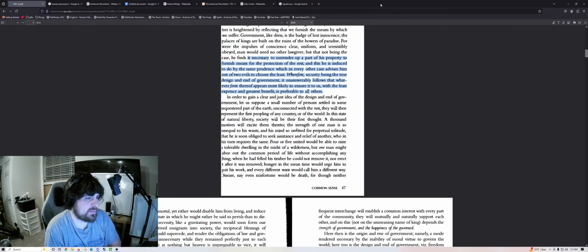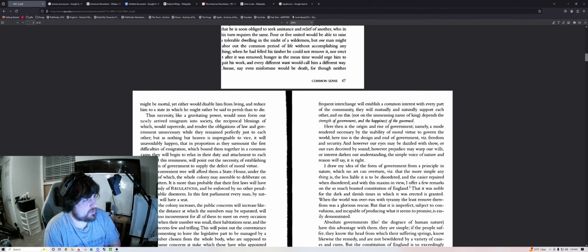Four or five united would be able to raise a tolerable dwelling in the midst of the wilderness, but one man might labor out of the common period of life without accomplishing anything. When he felled his timber, he could not remove it, nor erect it after it was removed. Hunger, in the meantime, would urge him to quit his work, and every different want would call him a different way. Disease, nay, even misfortune, would be death, for though neither might be mortal, yet either would disable him from living, and reduce him to a state in which he might rather be said to perish than to die.